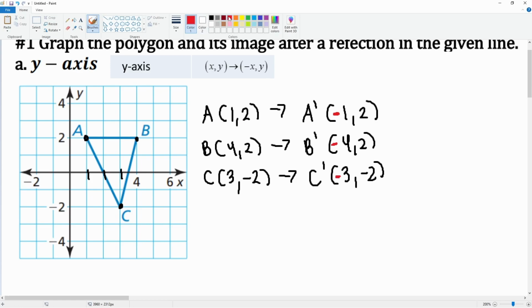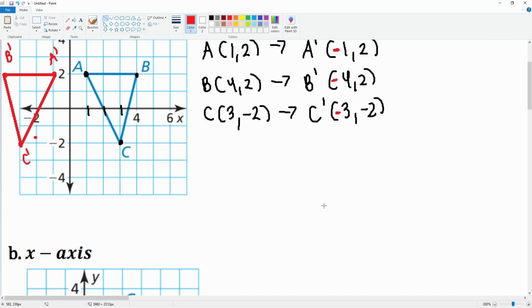All right, so now I'm going to graph the new ones in red. So (-1, 2), this is A prime. (-4, 2), so -1, -2, -3, -4. Looks like right here, B prime. And (-3, -2) is right here for C prime. Now we just have to connect it. And there you go. That is the reflection on the y-axis.